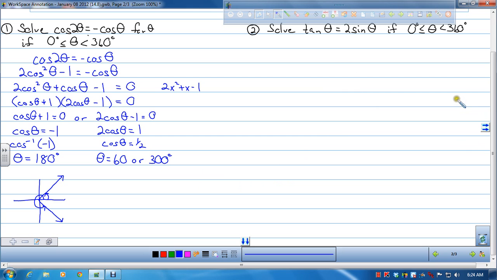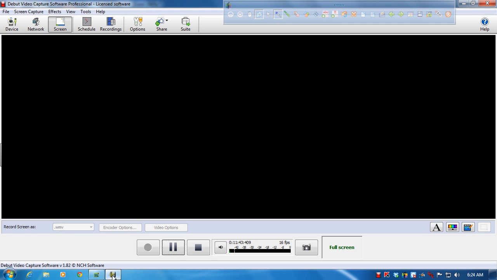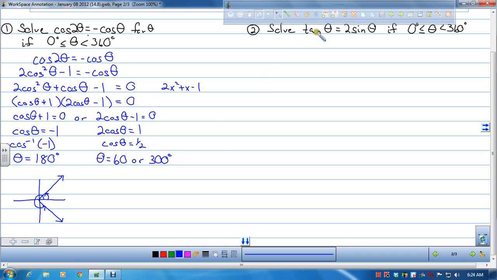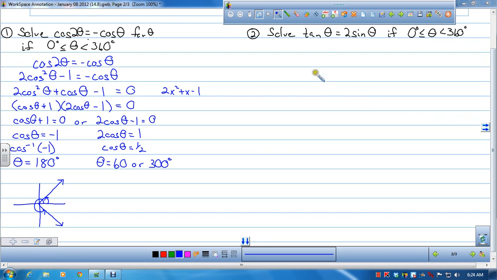Let's go over to this next one. So tangent of theta equals 2 sine of theta. Again, I want to find theta when it's between 0 and 360. So again, I'm dealing in degrees here, right? So let me move this up just a shade. Tangent I can do in terms of sine and cosine, right? So that would get me closer. So let's go ahead and change tangent to sine theta over cosine theta. That's equal to 2 sine theta.